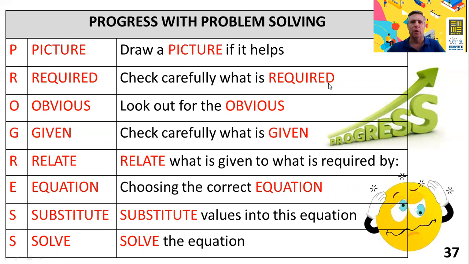Check carefully what is required. In other words, what are they asking you for? Is it a velocity, a mass, a distance? Look out for what's obvious. For example, if they tell you something's at rest, then you will know that its initial velocity is 0. Check carefully what is given and make sure they're in the correct units, meters per second and kilograms.